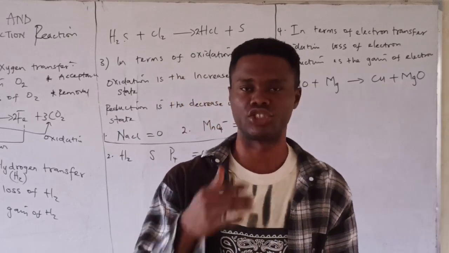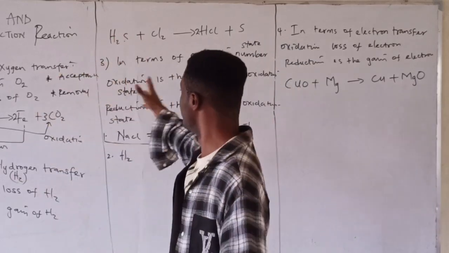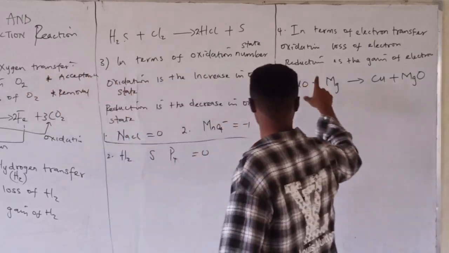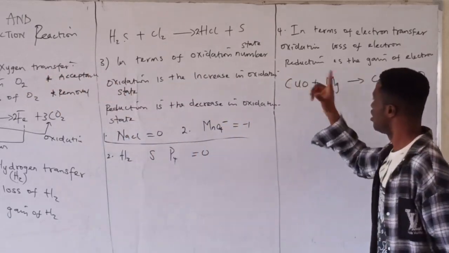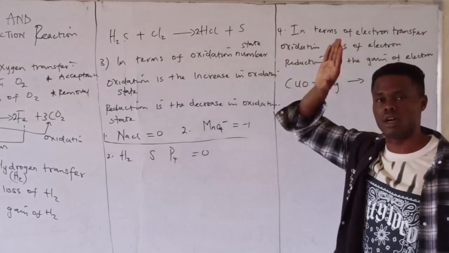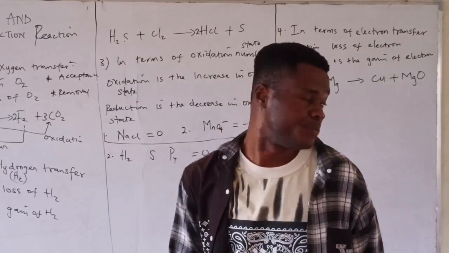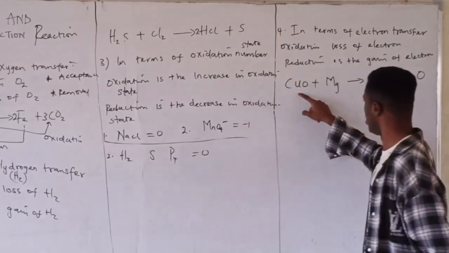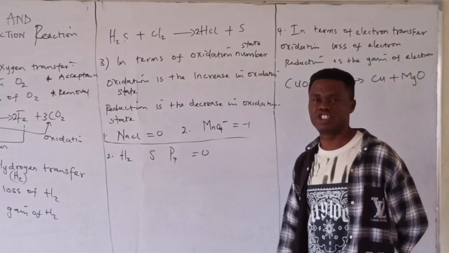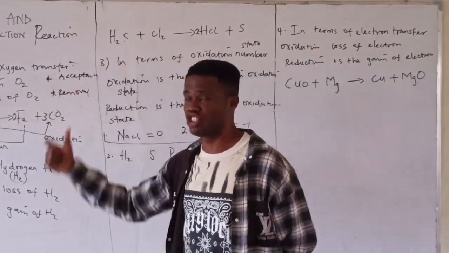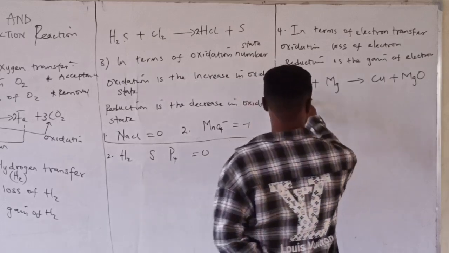In a particular reaction, you can use any of these terms to explain oxidation and reduction. Because before I continue on the definition of the fourth one, you can use this same reaction to explain oxidation and reduction in terms of oxygen. Okay, because oxygen is involved.